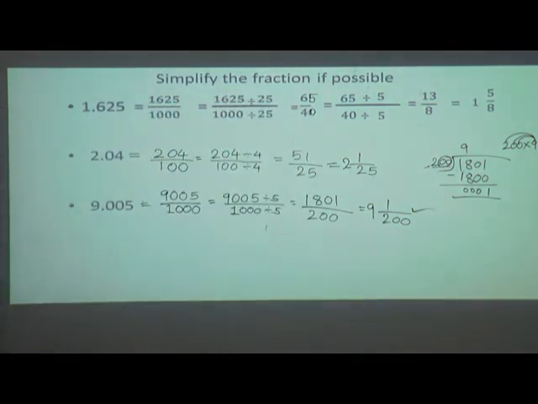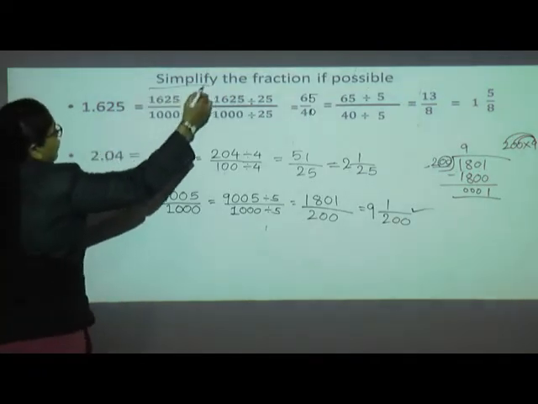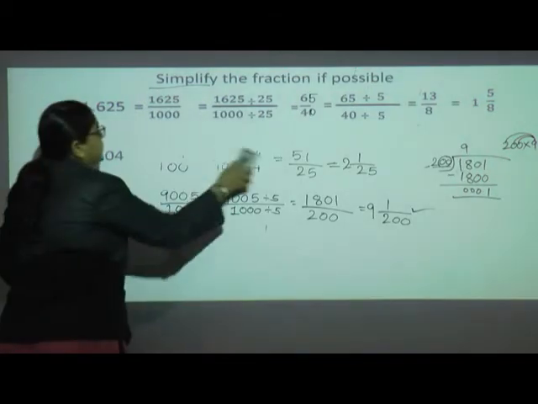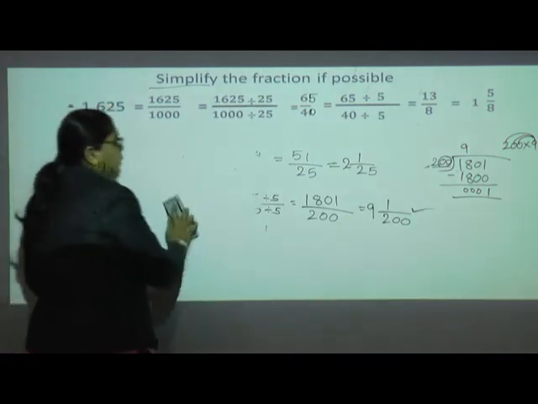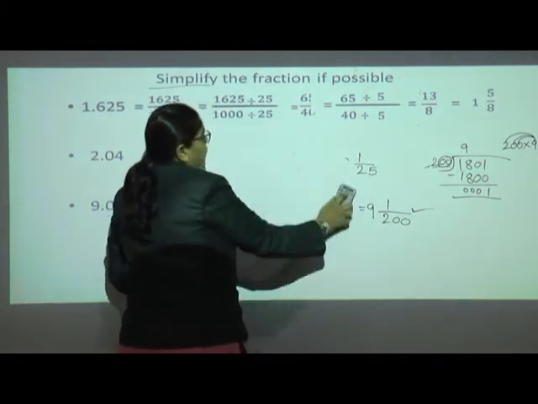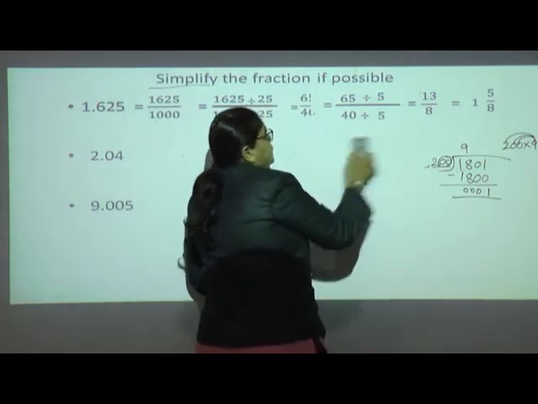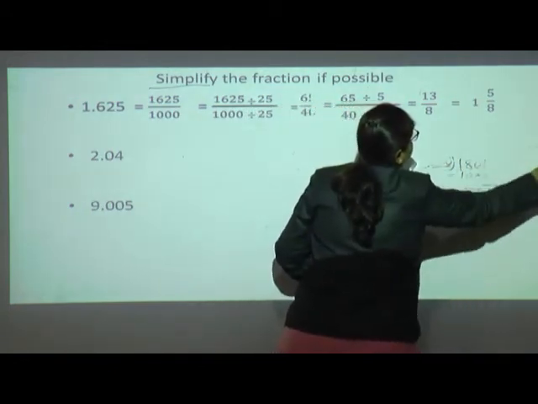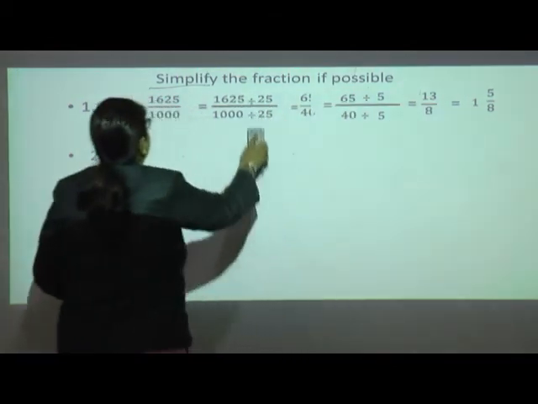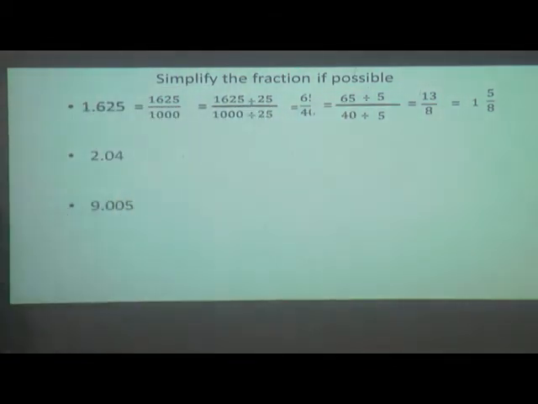So the word simplify means we have to make it into the lowest term by simplification of the given decimal, by dividing the numerator as well as the denominator by the same number. So if it is possible to reduce, we have to reduce to its lowest term. It may take 2 or 3 divisions, and we can find the lowest term in the mixed fraction when an improper fraction is given to us.